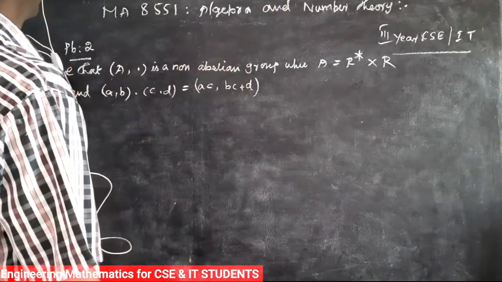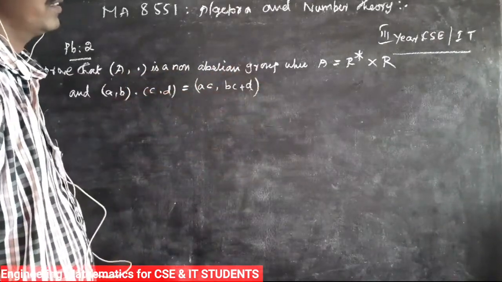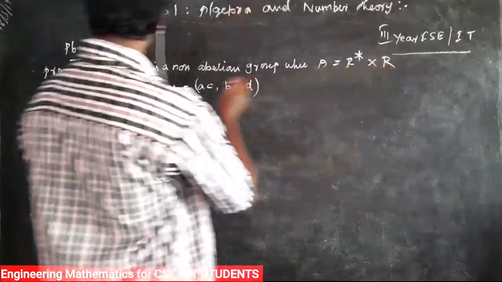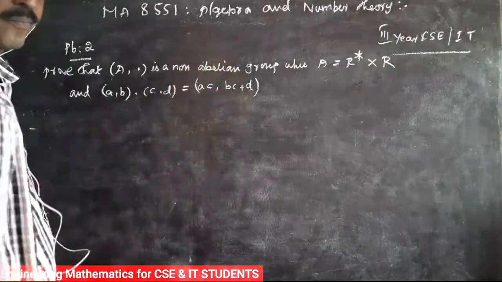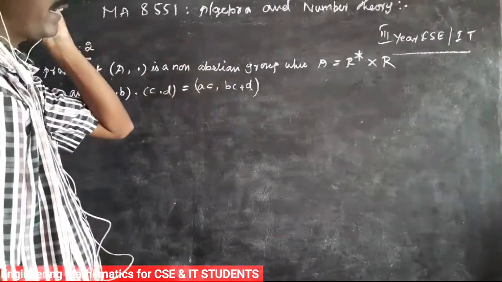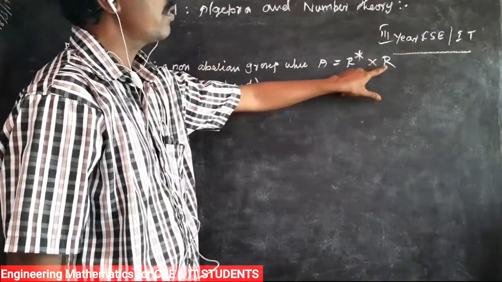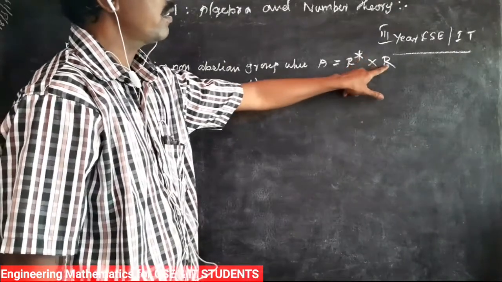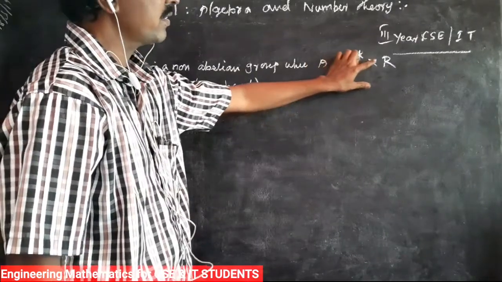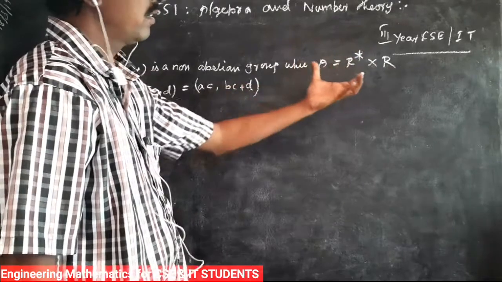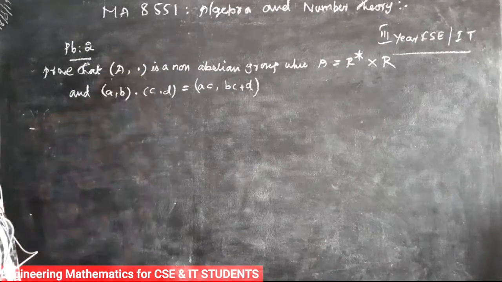So actually the problem is: prove that A comma dot is a non-abelian group, where A is equal to R star cross R and (A, B) dot (C, D) equals (AC, BC plus D). In this problem A is equal to R star cross R. R star cross R means the first component is not zero. R star cross R is an ordered pair. So all the elements are in ordered pair format, that is (A, B) format and (C, D) format.